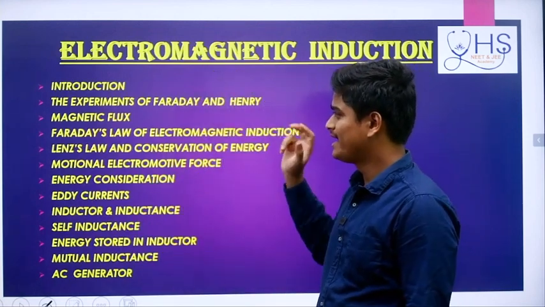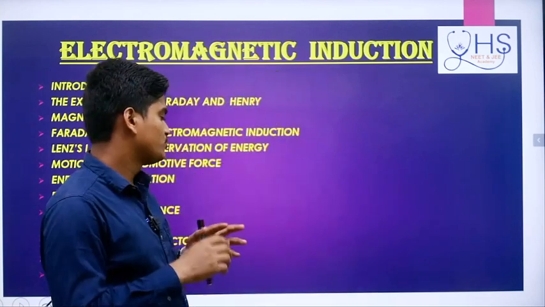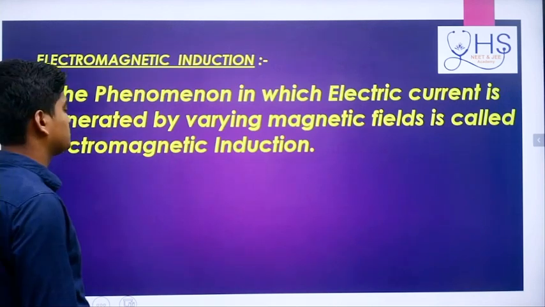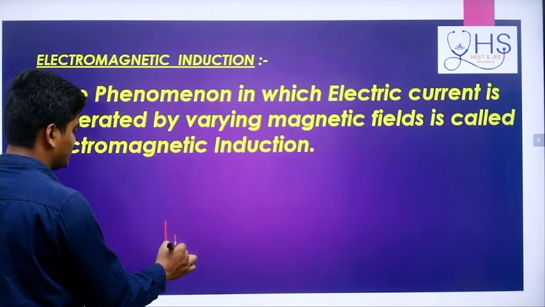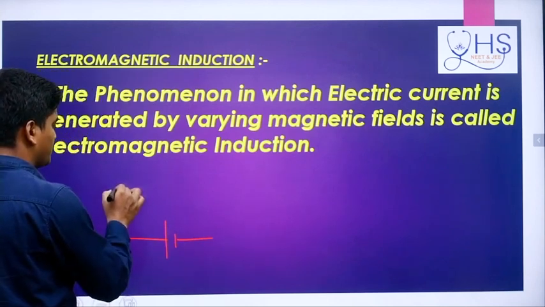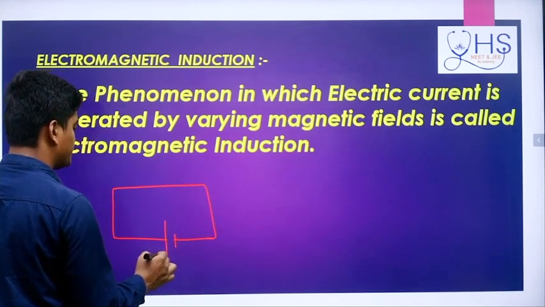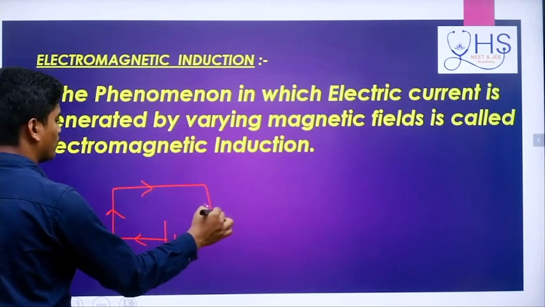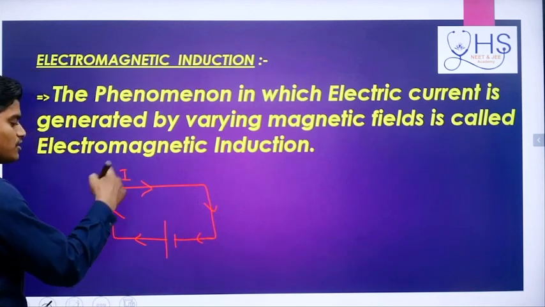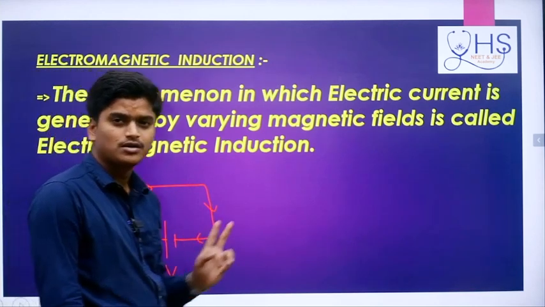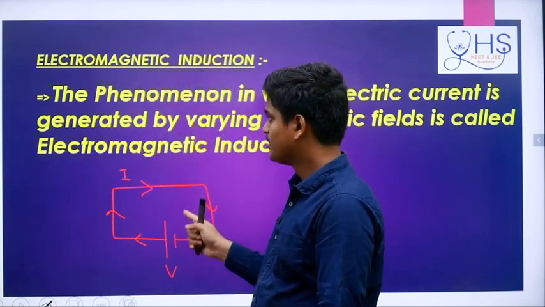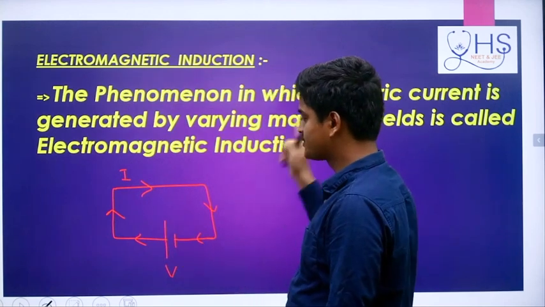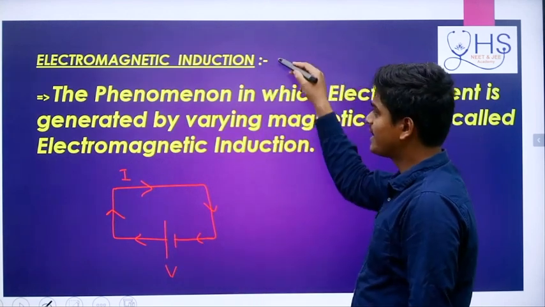So in electromagnetic induction, what exactly is this thing? Now, remember the basics. When we started electric current, what did we study? We studied that if a battery or a cell is there, then due to that, electric current will flow in the circuit. This is the main idea we have. But in this case, without a battery, we can have current in the circuit. This is the main idea about this.